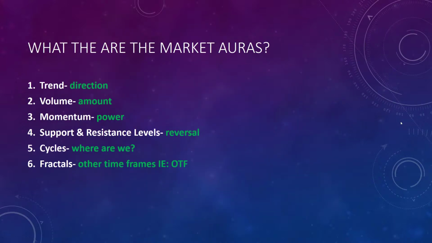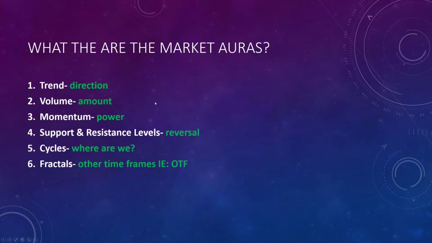So what are the market auras? The first one is trend, and this is the overall direction that the market's moving. We're going to get into each of these in individual videos, so right now this is just an overview. But first is trend. This is the overall direction of the market. Number 2 is volume. That's going to be the amount that is being traded, the amount of movement. Number 3, momentum, which is going to be the power behind the move.